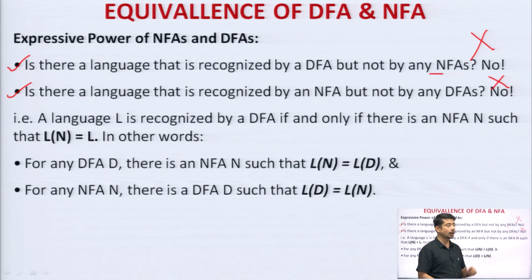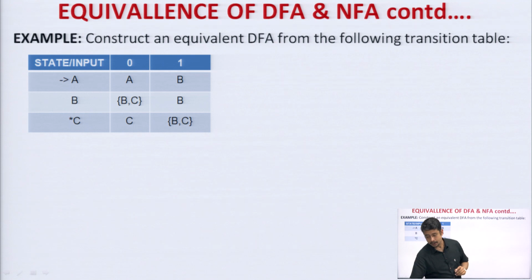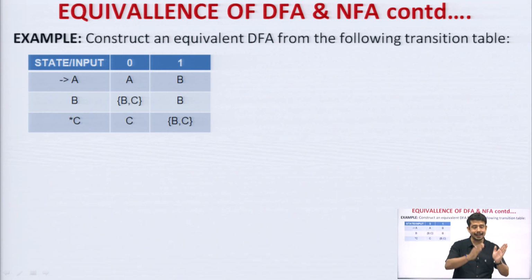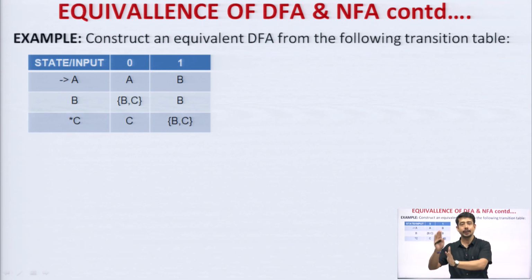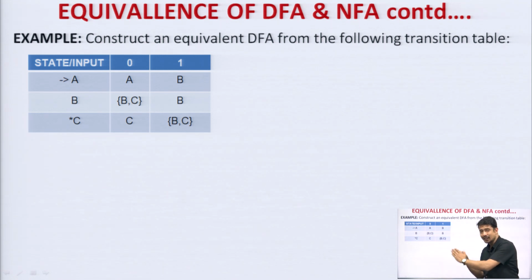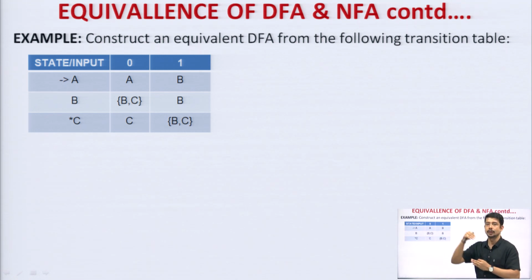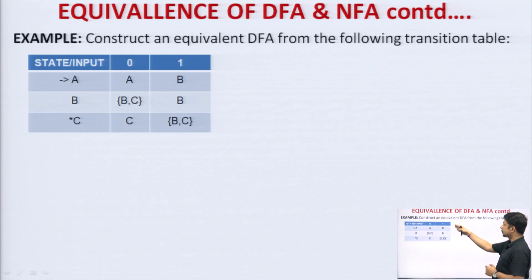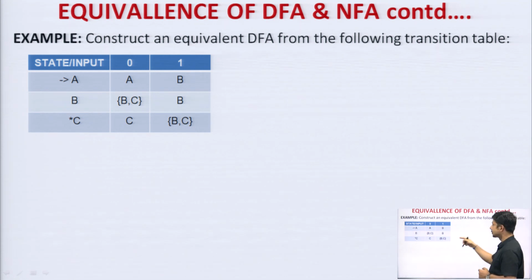In the next video I will discuss that with you all, but let us go with the question part and check how to convert an NFA to a DFA. Later on I will tell you why we cannot convert a DFA to an NFA, or what problem there is with it. We will discuss that in the next video. Now, the given question is this one: construct an equivalent DFA from the following transition table.